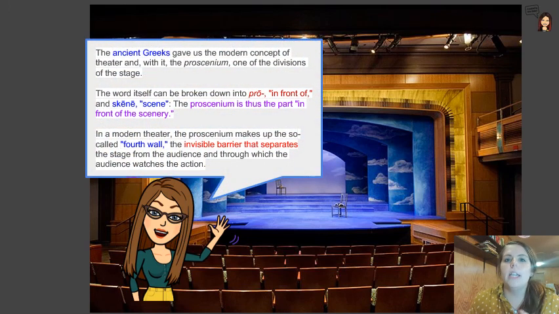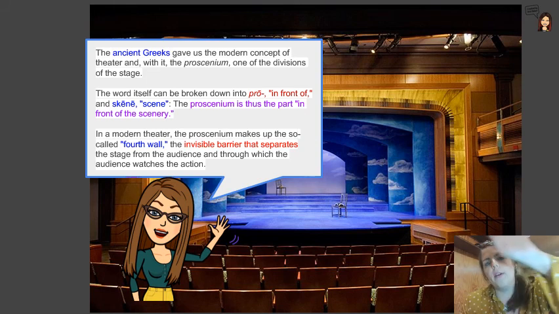So the ancient Greeks are the ones who gave us the idea of theater, right? And so with it, they developed the word proscenium. So it's one of the divisions of the stage, and we'll talk about which part is the division here in a minute. But if we break down the word, the beginning of it, pro, means in front of, and skene means seen. So put it all together, the proscenium is the part in front of the scenery, right?